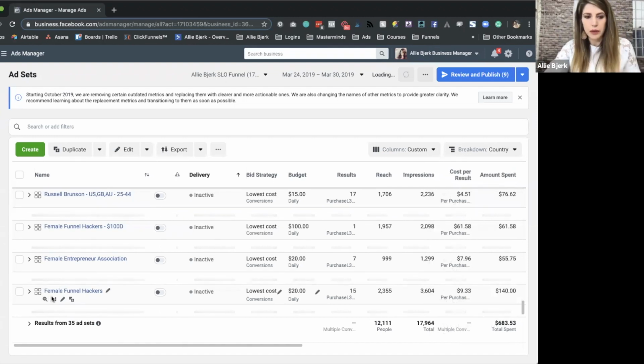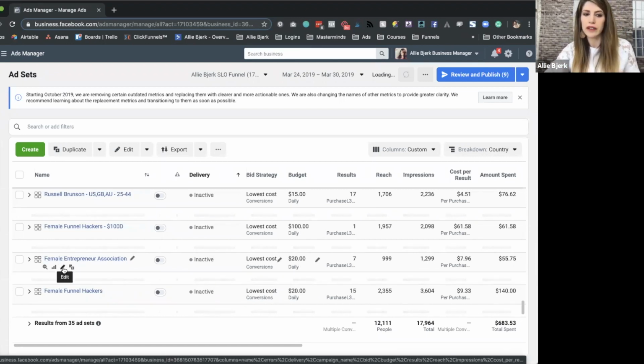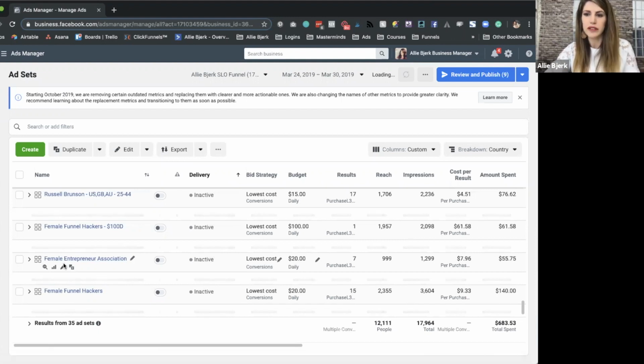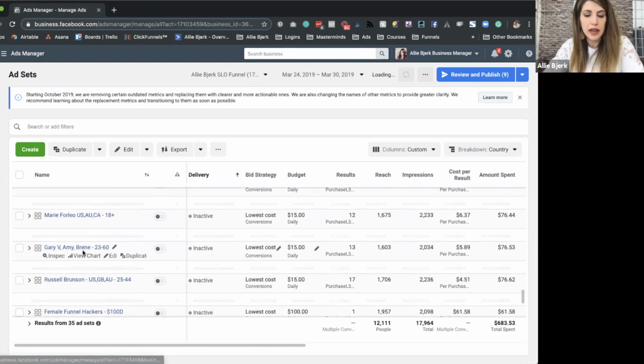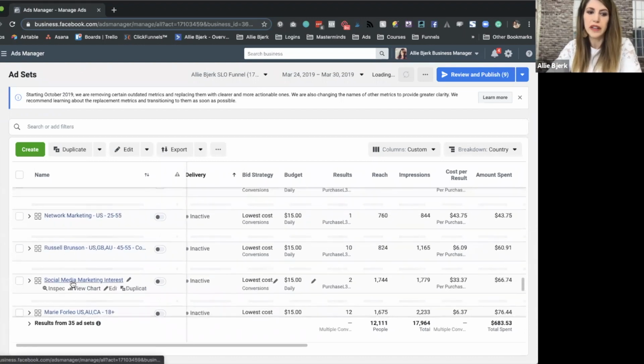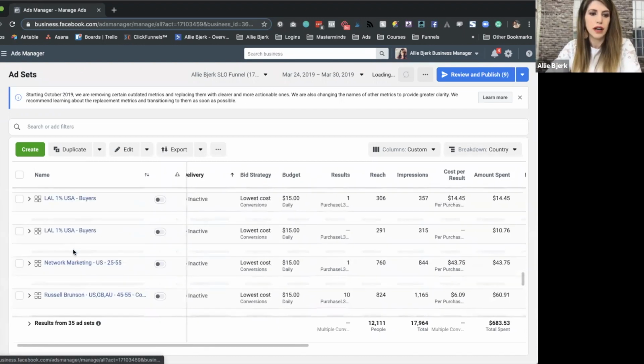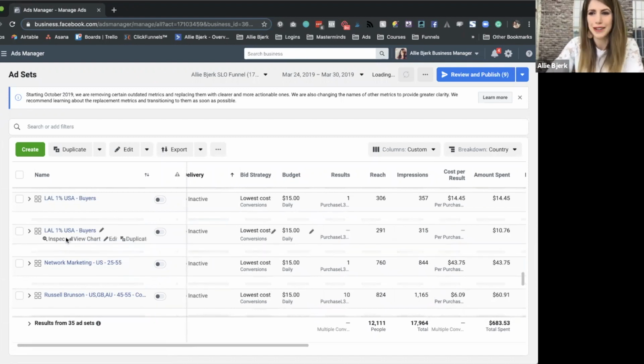But the other way that I was able to scale, when I say scale vertically, that means I was testing different audiences at the same time. So I was able to try things like, I'll give you a list of different audiences that you can target, but Female Entrepreneur Association was one. Gary V, Amy, and Brene was another that I tested. Marie Forleo, social media interest, network marketers. That one never really converted well for me, but maybe it's worth a shot.